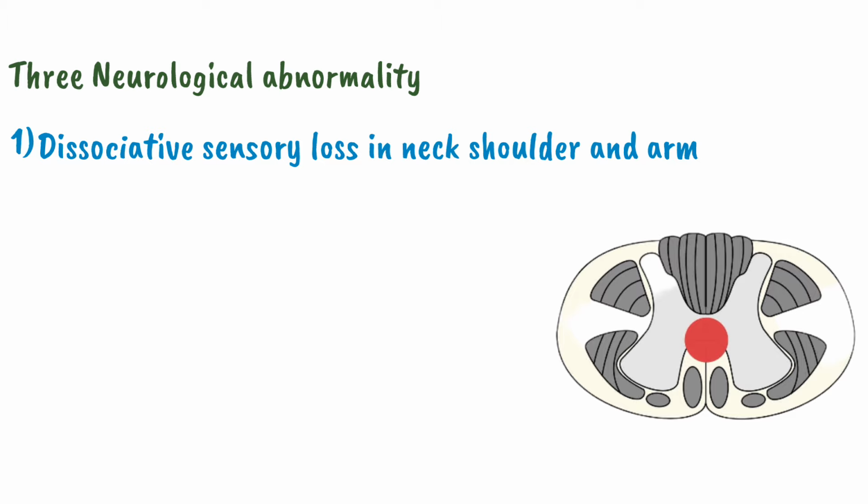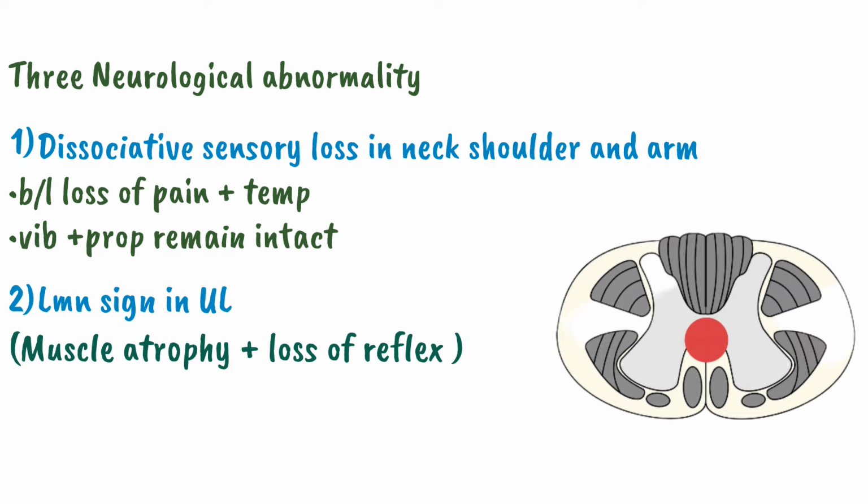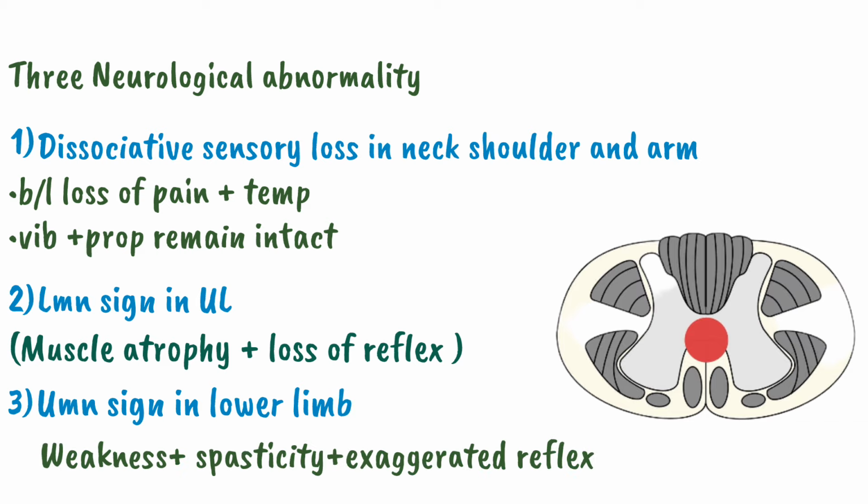By dissociative sensory loss, we mean that there will be bilateral loss of pain and temperature while vibration and proprioception will be conserved. The second one is the lower motor neuron sign in the upper limb. By lower motor neuron sign, we mean muscle atrophy and loss of reflexes in the upper limb. And the third one is the upper motor neuron sign in the lower limb. By upper motor neuron sign, we mean weakness, spasticity and exaggerated reflexes.